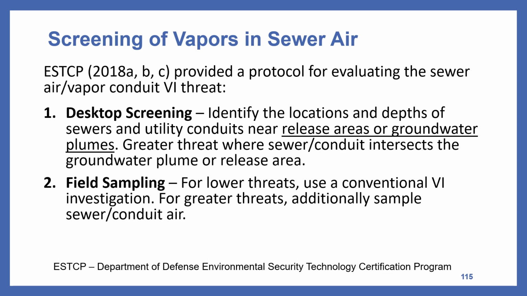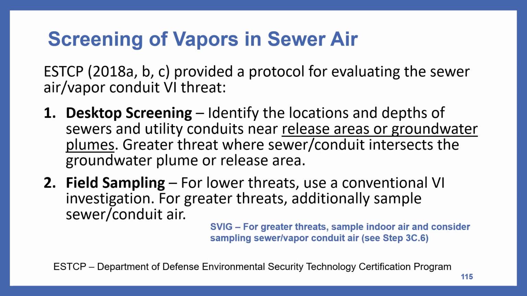Based on that, if your site works out to be a lower threat, you could start with a conventional VI investigation approach, which would essentially, for the SVIG, be step 2, soil gas. For greater threats, this would recommend additionally sampling sewer conduit air. However, in the context of the SVIG for greater threats, you would actually proceed to sampling indoor air via step 3, and you would consider whether or not to sample sewer vapor conduit air from the get-go, or perhaps you would include that at a later step if the initial round of indoor air results were difficult to interpret.